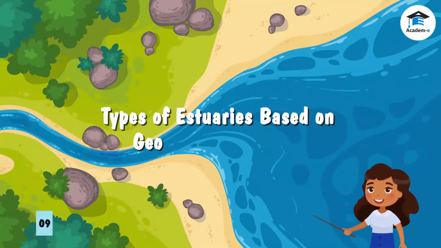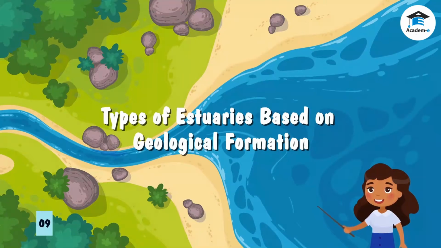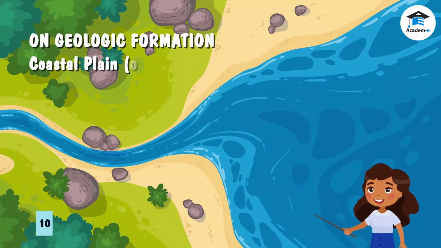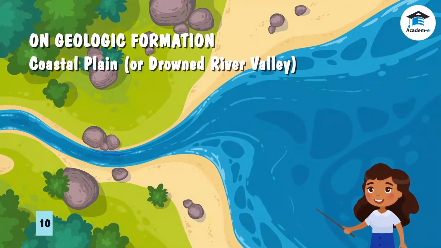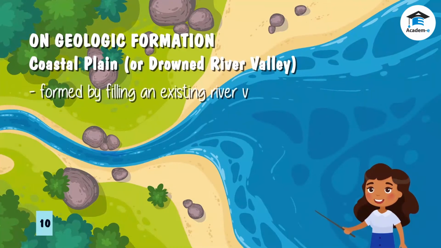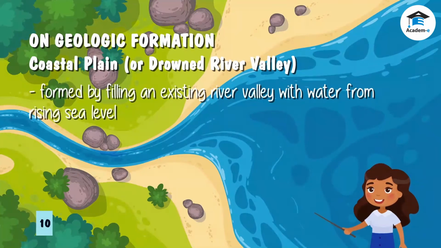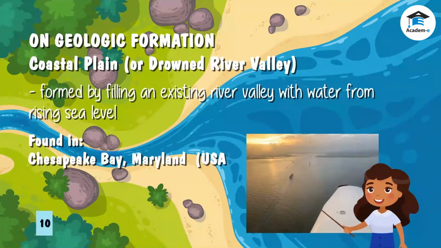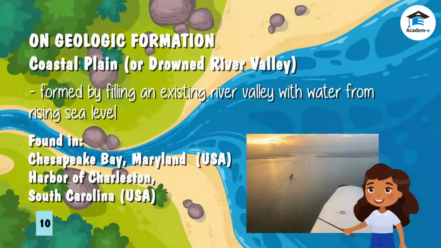Types of estuaries based on geological formation. Coastal plain, or drowned river valley, estuaries are formed by filling an existing river valley with water from rising sea level. Chesapeake Bay in Maryland and the harbor of Charleston, South Carolina are examples of coastal plain estuaries.